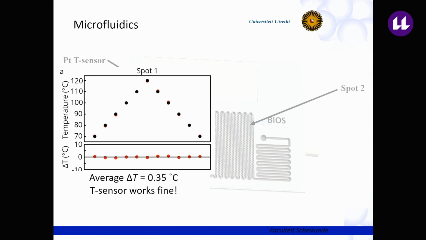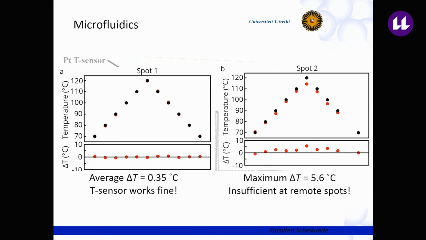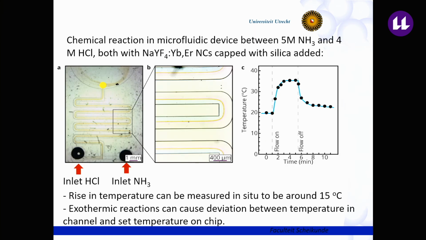One spot that was very close to the platinum thermocouple, and there you see that the temperature that we get from the luminescence spectra is very similar to the set point temperature, but at a spot a bit further on, the actual temperature is lower than the set point temperature. So with those nanocrystals, by measuring the luminescence at any position in a microfluidic device, you can determine what the temperature is there.